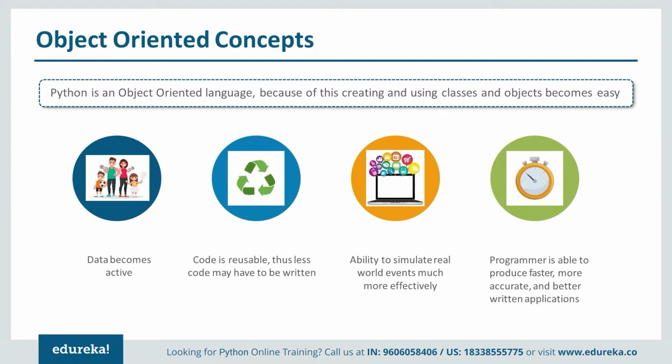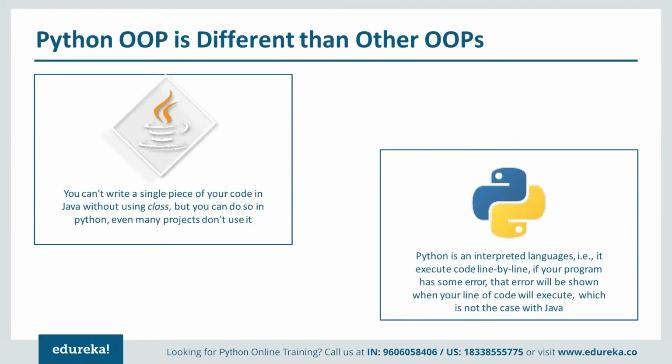Object-oriented paradigm also gives us the ability to simulate real-world events much more effectively as opposed to trying the same thing in procedural or functional paradigm. And the programmer is able to produce faster, more accurate, and better written applications. So object-oriented paradigm is helpful in several cases, and especially in the context of some of the features that we have learned. It helps in simulating real-world events and objects, wherein the other two paradigms do not have as good an ability as OOPS has. However, many times you might only require functional paradigm, or functional paradigm might serve the case better as opposed to OOPS or similarly procedural paradigm.